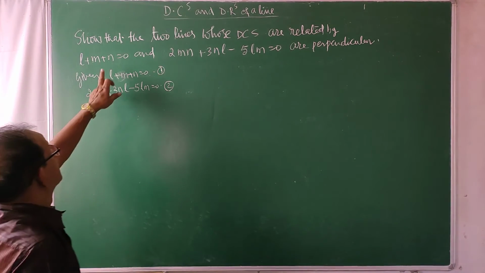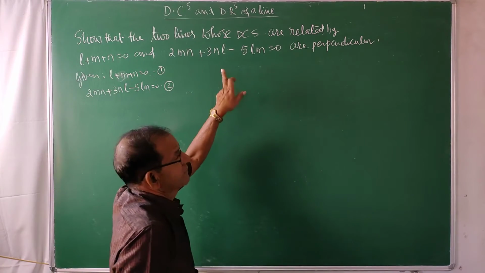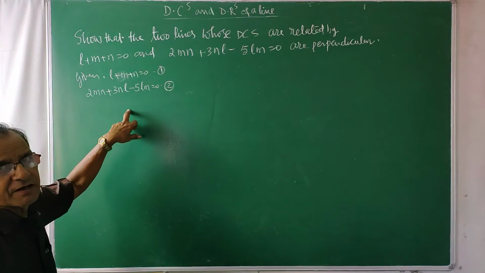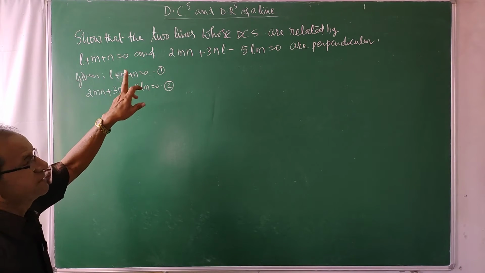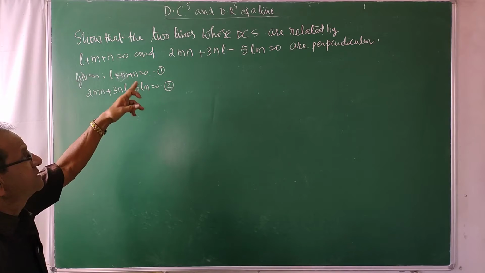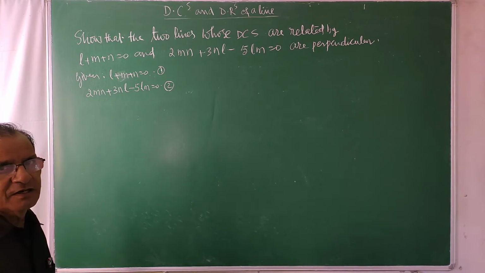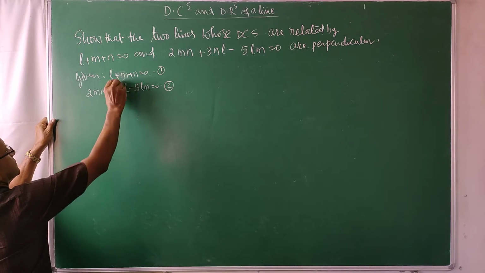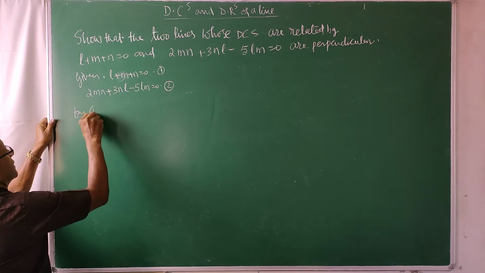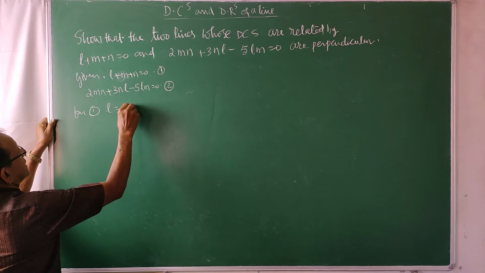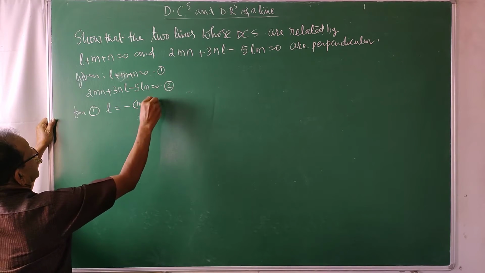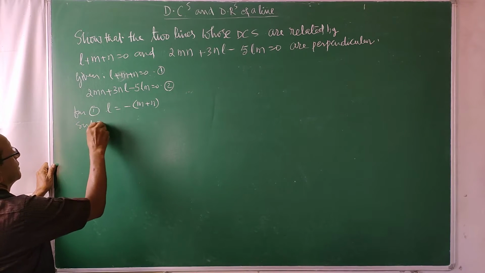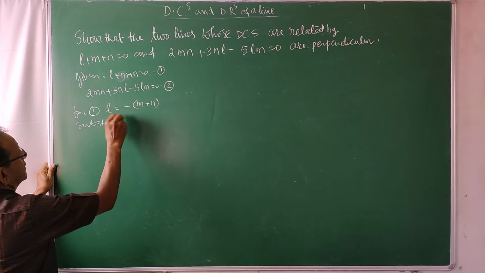Here also two equations are given for L, M, N. From that we have to show that the two lines represented by these DCs are perpendicular to each other. Now this is the first equation. From this one, L is equal to minus of M plus N. Substitute this in 2.